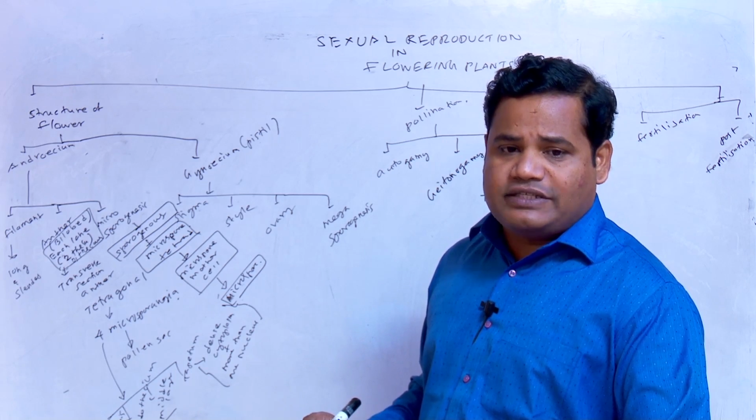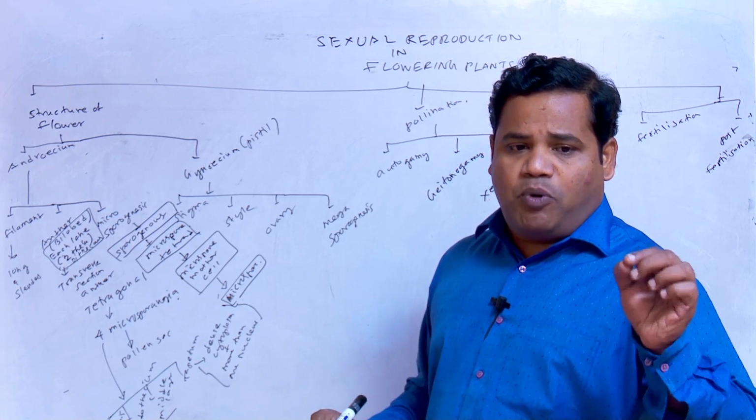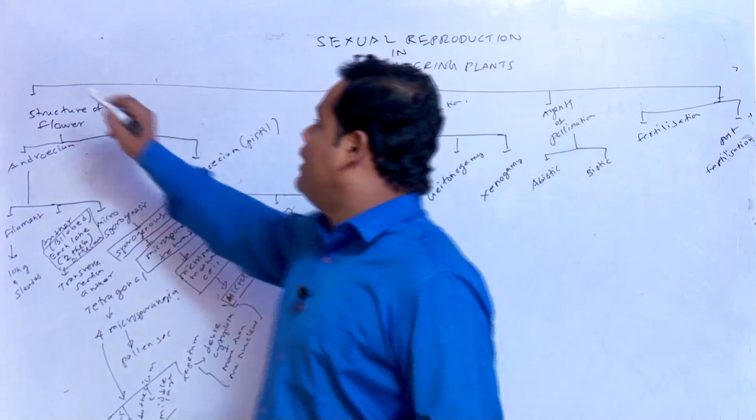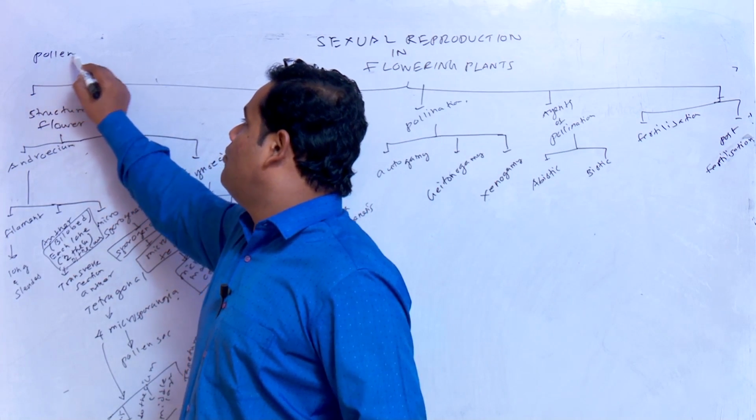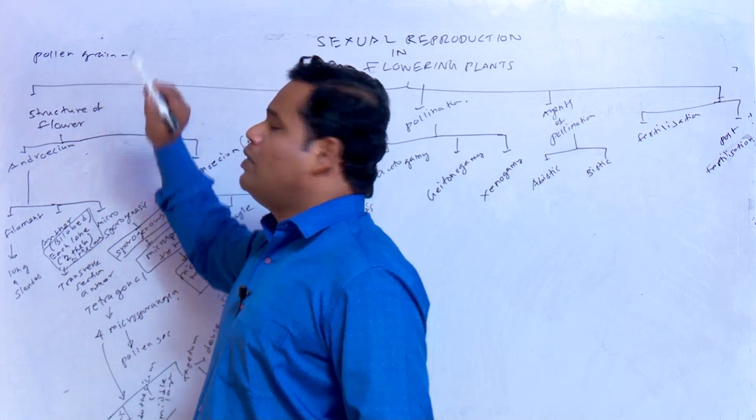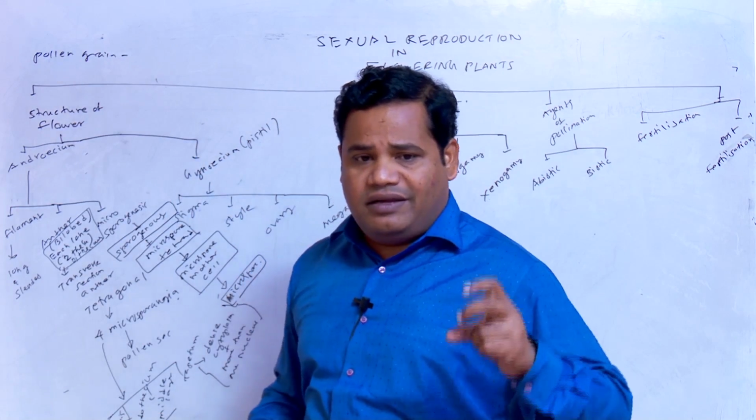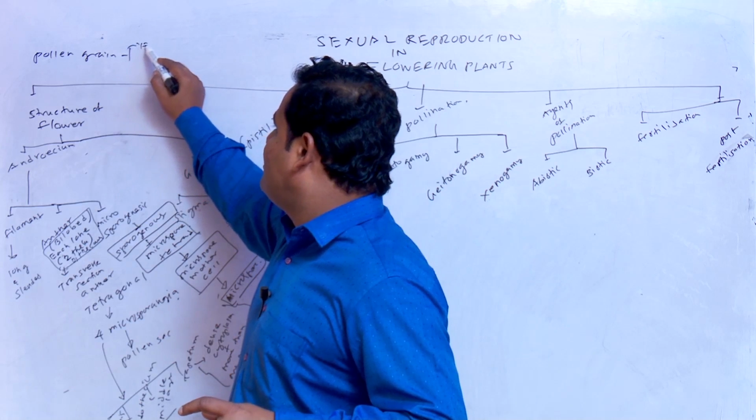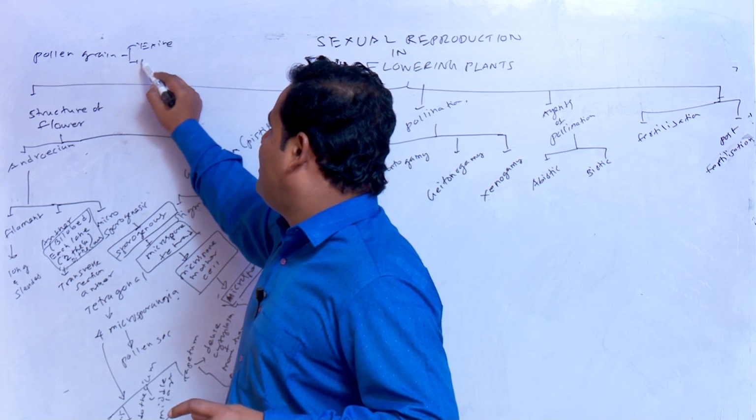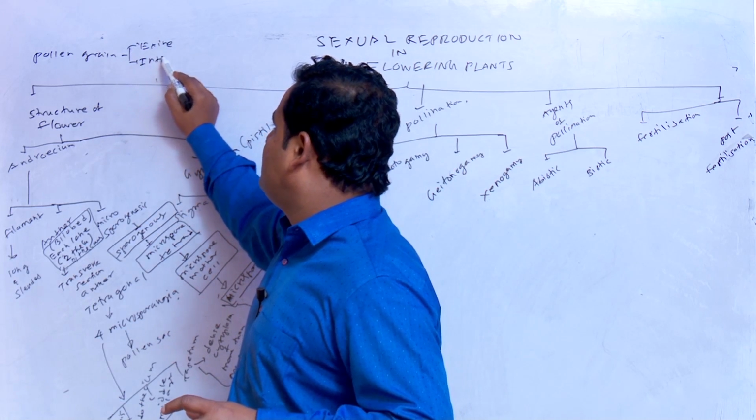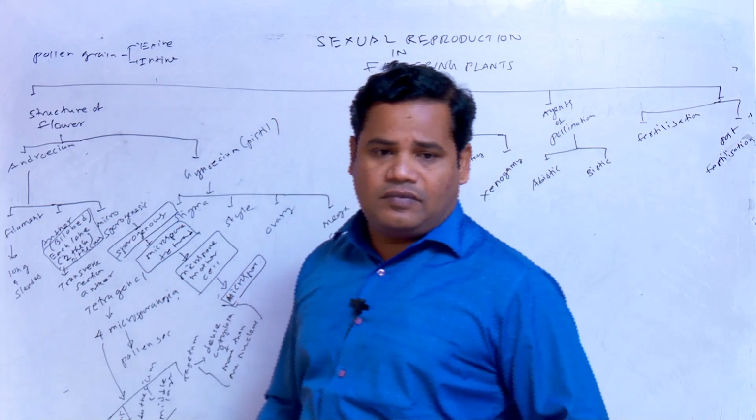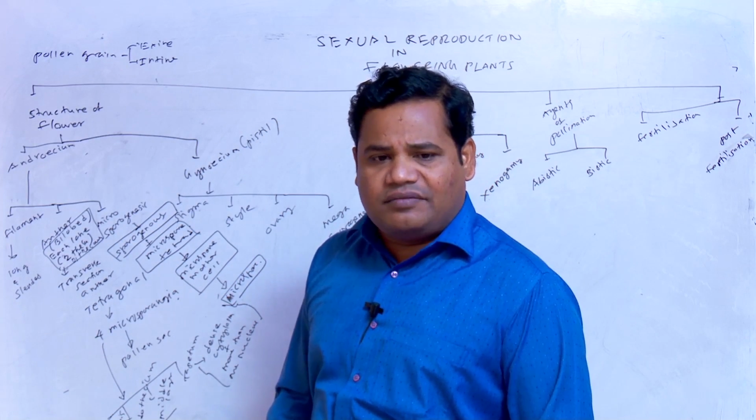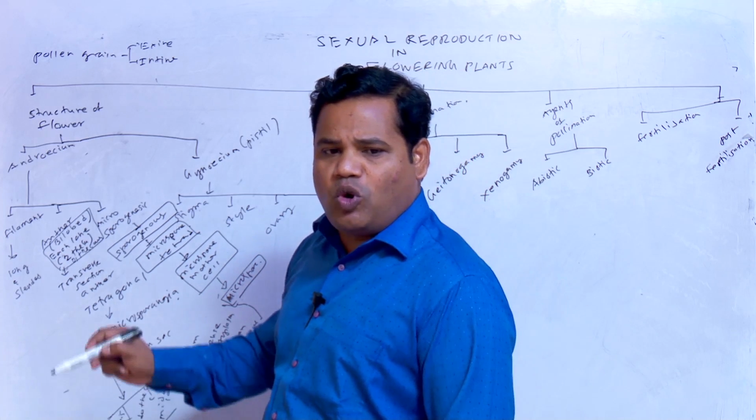If you go for the pollen grain alone, the pollen grain has a two-layered structure. The outer layer is the exine and the inner layer is the intine. Exine is a hard outer layer which is made up of sporopollenin.